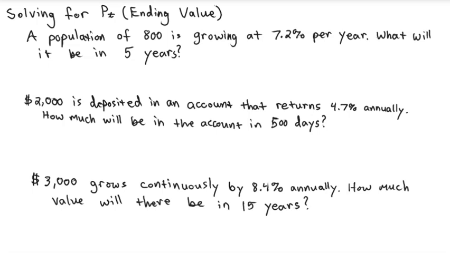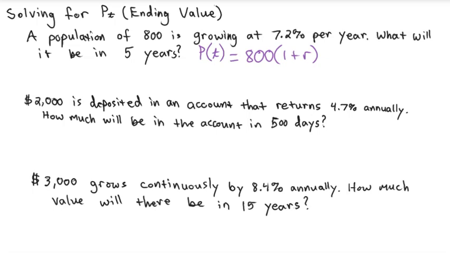Let's say you have a situation, so a population of 800 is growing at 7.2% per year. What will the population be in 5 years? So we can set this up as a typical function. A lot of times what we'll say is, instead of P sub t, P of t. We'll make it into a function of t. So P of t, the population at the end, is going to be equal to the starting value, which is going to be 800, times, normally it'll be 1 plus r, right?